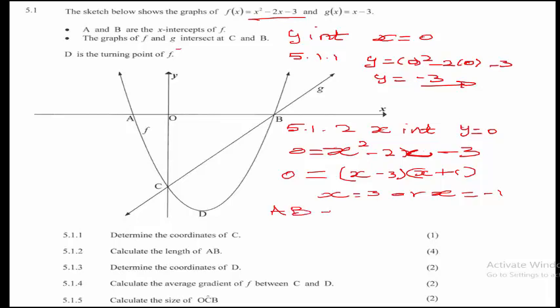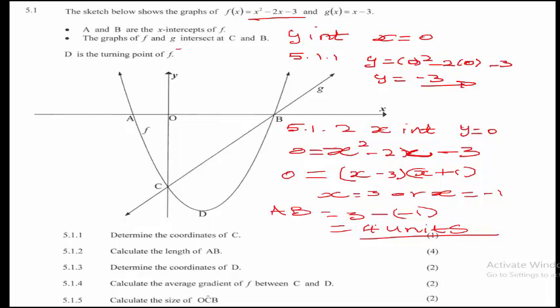AB, according to what we have, will be your 3, which is positive, minus, in brackets, -1. So you put that into there. So your distance is 4 units, right? 4 units. That's how long it takes to travel from A to B. So right now we have done that. So we'll move on to the next question, which is 5.1.3. Let's do this on a separate page.